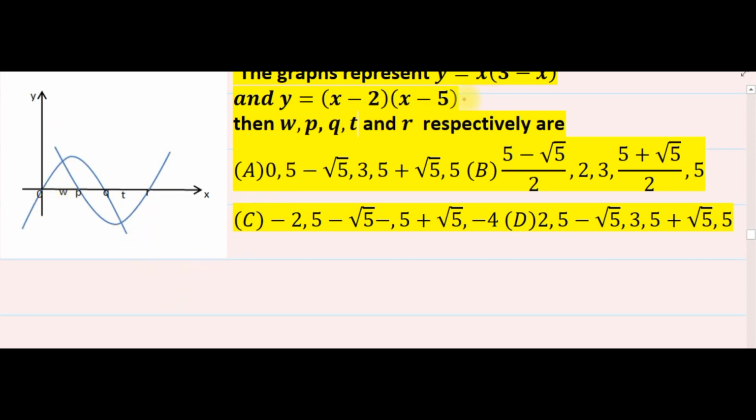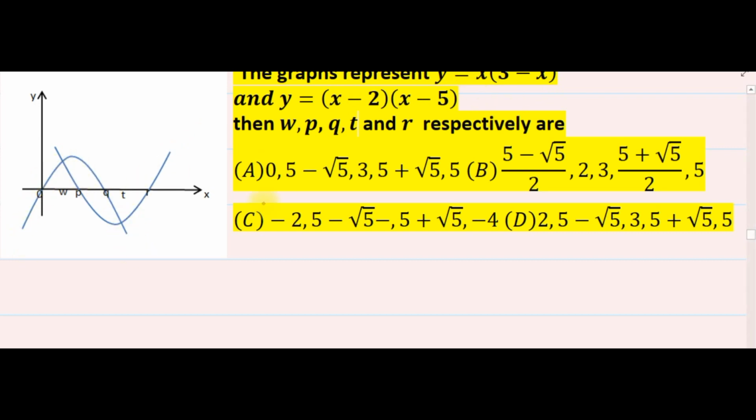And how do you know the one concave up? It's concave up if the coefficient of x squared is positive, and concave down if the coefficient of the highest power is negative. So as you can see, if you open up this, the coefficient is negative, while this is positive. So this should be the one for this, and this is for this.